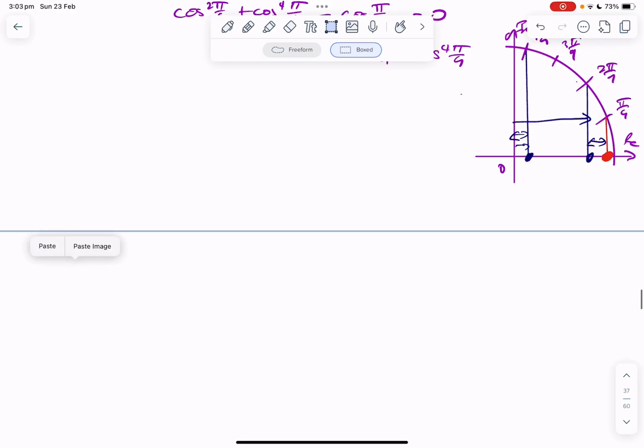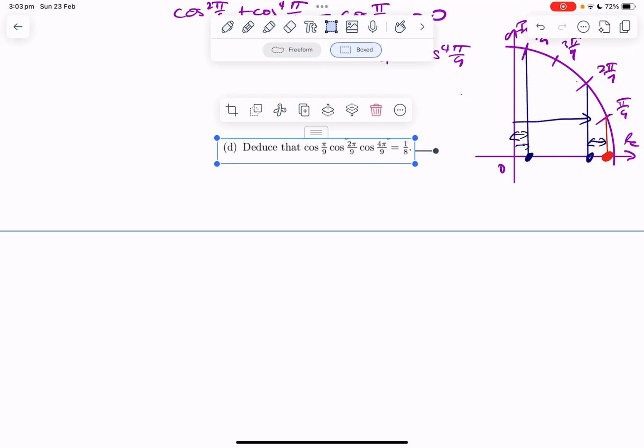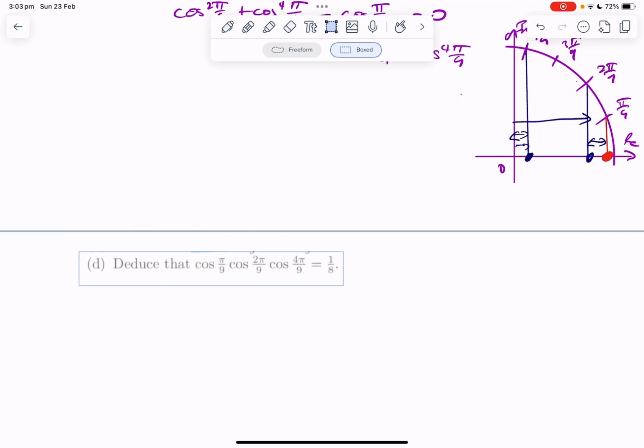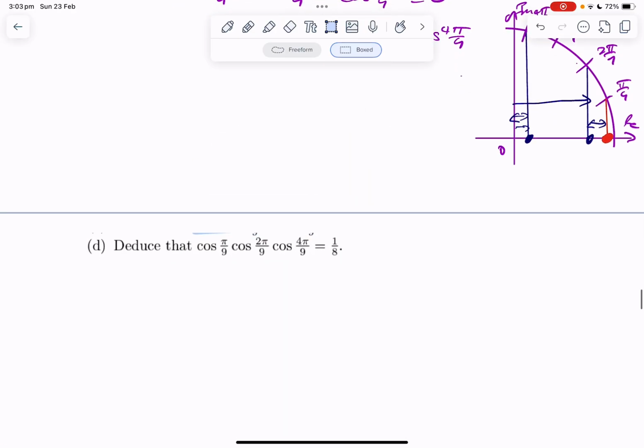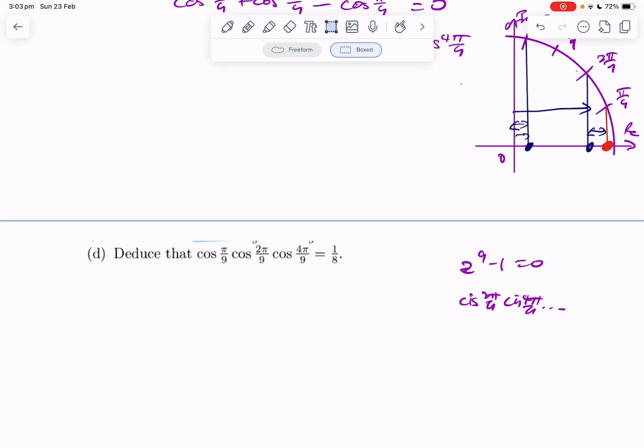We're asked to deduce this result, and you might be tempted to try a product of roots. You've got z to the 9th minus 1 equals 0. The product of roots will give you 0. The product of roots is a series of cis's. It's cis 2 pi on 9, cis 4 pi on 9, etc. And those are fairly obviously, when you add the angles, going to end up being 0. That's not actually where you want to go with this.